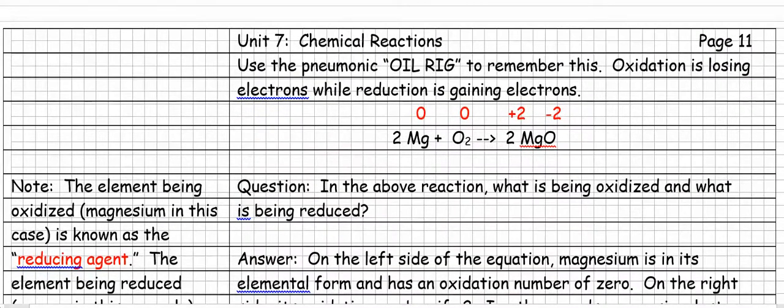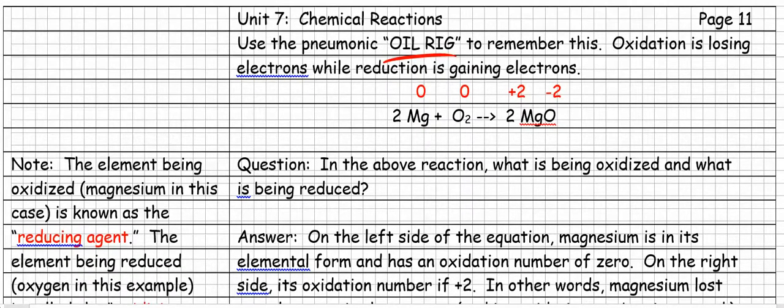Use the mnemonic OIL RIG. So that's what we just mentioned. OIL RIG to remember this. Oxidation is losing electrons while reduction is gaining electrons. So let's take a look at this reaction.